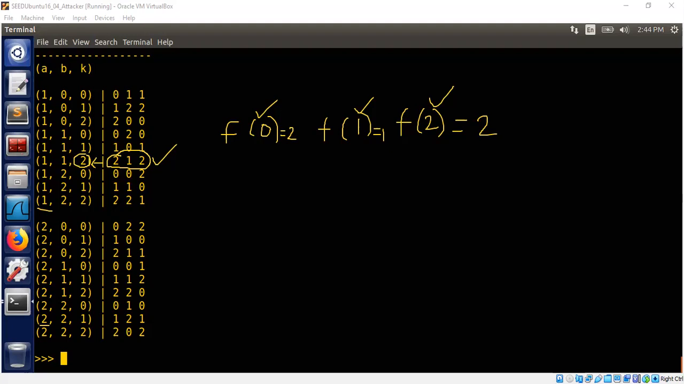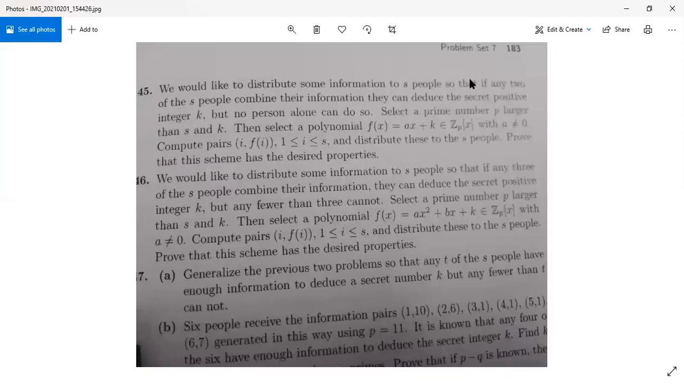And now let me show you the proof of the problem. Let's quickly revisit the problem and then we will look at the proof. So here is the problem. They gave us a polynomial, right? This is the polynomial f of x is equal to ax square plus bx plus k. And they want us to distribute the secret among n people. We need 3 people. Any 3 people can deduce the secret, okay? But fewer than 3 should not be able to. That's the important point.